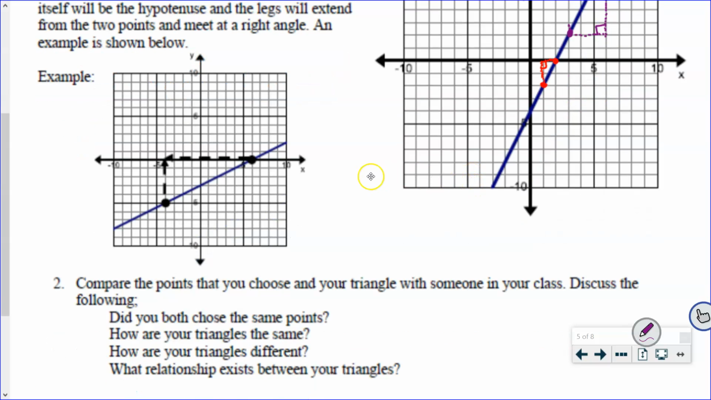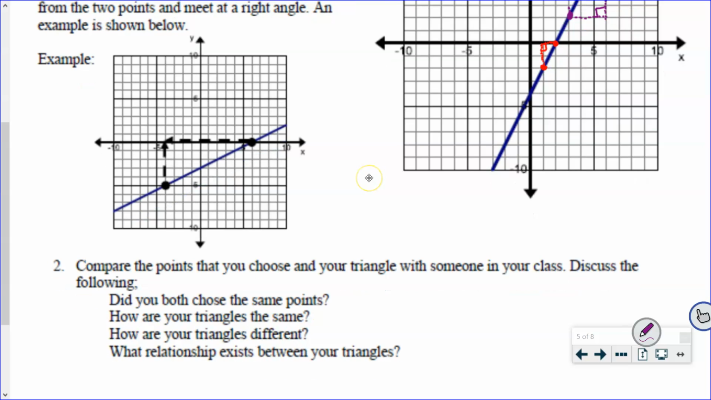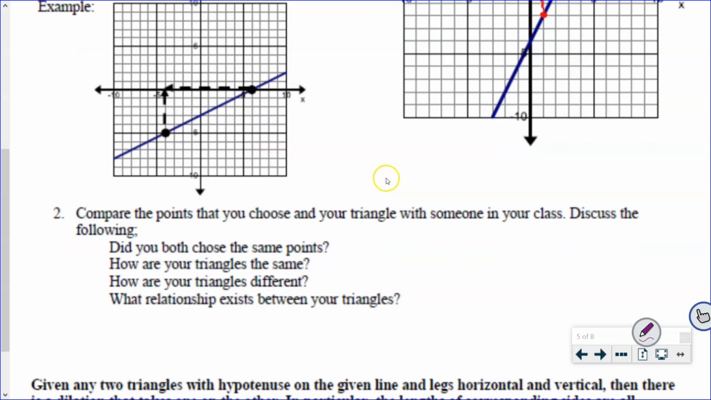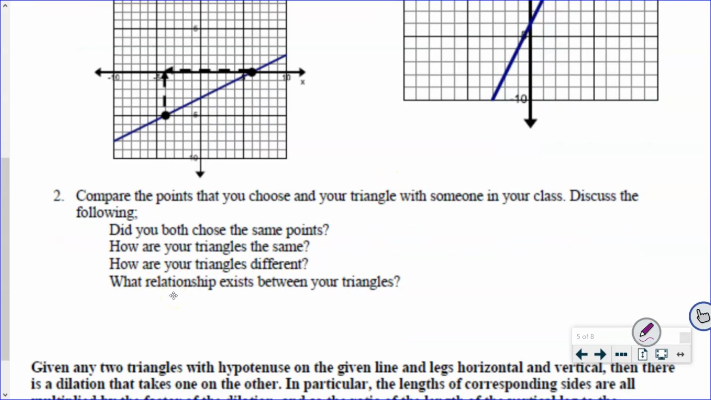Landis? Yeah, they are both right triangles. They both have right angles. Anything else that was the same? Xander? Yeah, all of them would be the same angles. Yeah, we know that because of what we saw in our last lesson, right? And that leads to the next question. What relationship exists between the triangles? If they all have the same angles, then we know that they are similar.